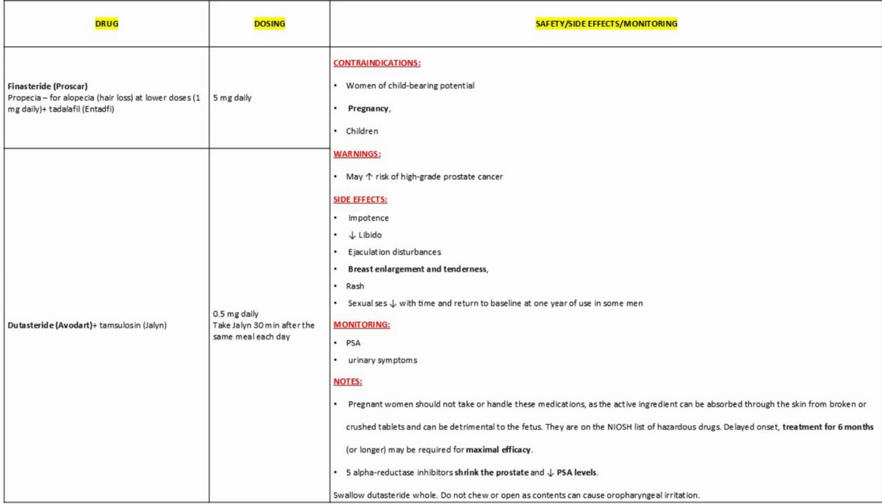So, to summarize, 5-alpha reductase inhibitors are effective for BPH but come with important precautions, monitoring requirements, and delayed onset of action. Always consult with your healthcare provider before starting these medications.